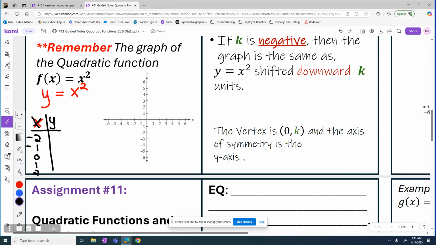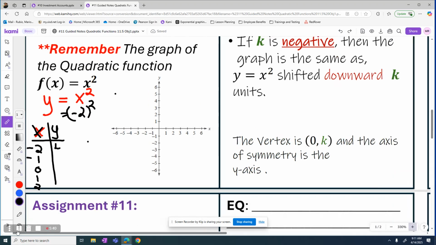So what you're gonna do is you're gonna substitute this -2 into the equation. Okay, -2 squared equals 4. Okay, let me put it in a different color. Let me zoom in a little bit.